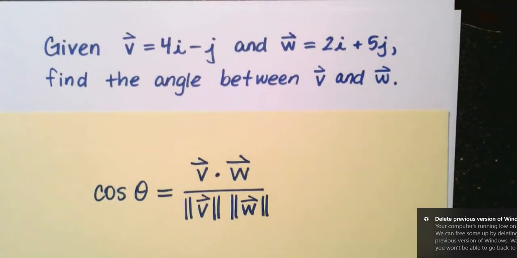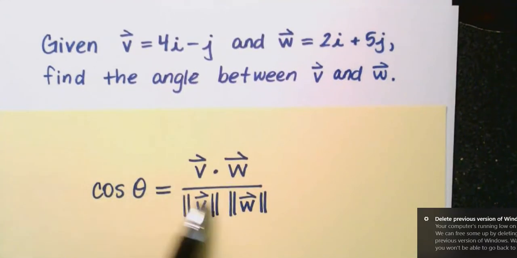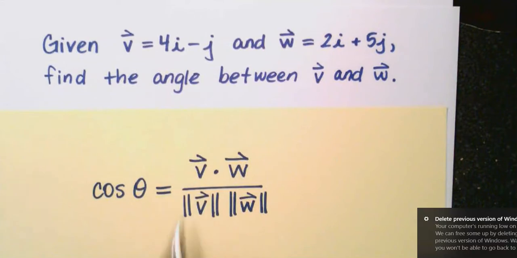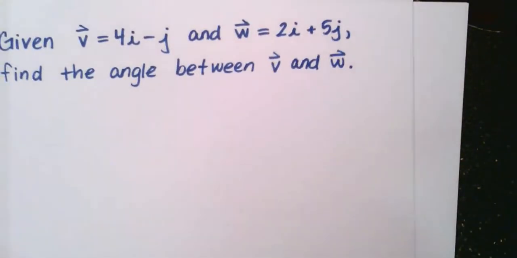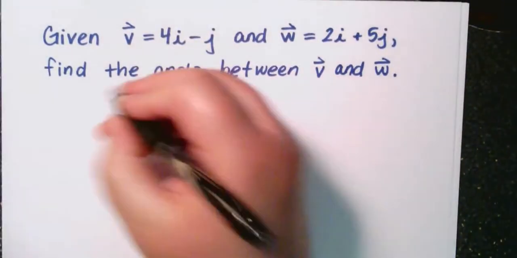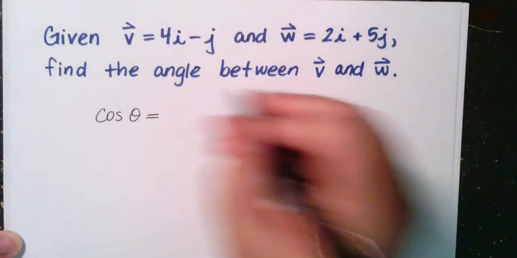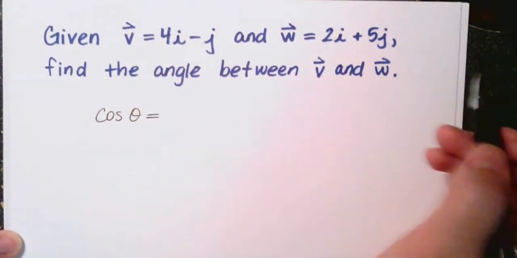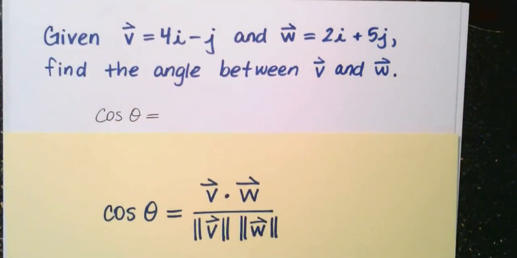Now, notice that it doesn't have theta isolated. Basically, in order to solve, when we get ready to get our final answer, we're going to have to do the inverse cosine of everything over here. So let's go ahead and get there, see how that works out. So we've got the cosine of theta equals, and then first thing we need is on top, that is the dot product.